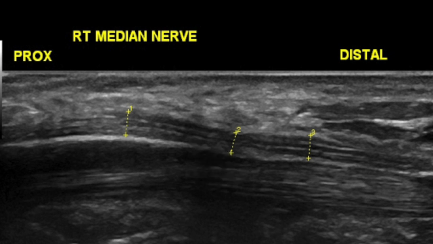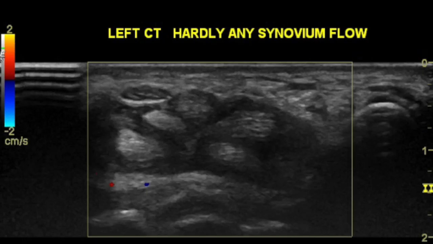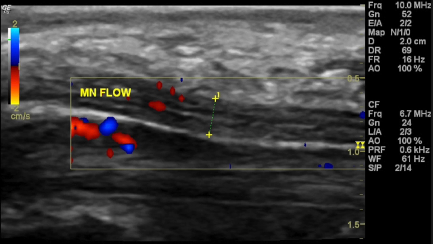This is an image, a longitudinal section practically at the wrist joint level. In the right carpal tunnel, you can see that the synovium is thickened and there is increased flow within the synovium. Using the same setting on the left side, there is practically no synovial flow, that is, there is no evidence of hyperemia on the asymptomatic left side. The median nerve on the affected side, as you can see, reveals increased flow within. You can't detect flow within the median nerve on the asymptomatic side. And in the adjacent synovium, of course, you can see the hyperemia.